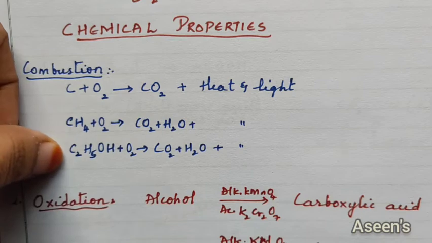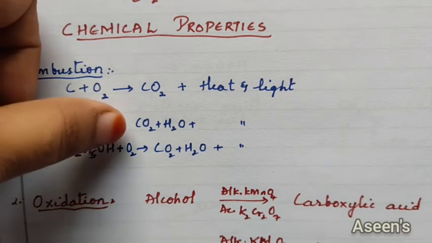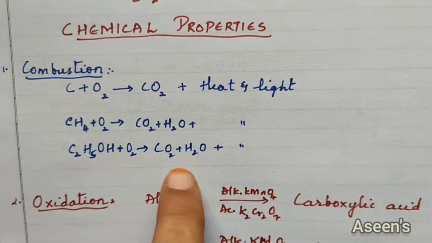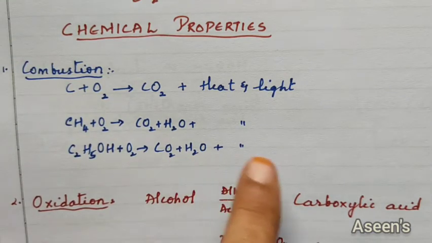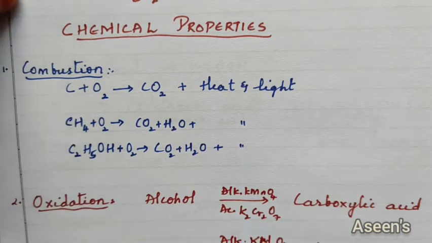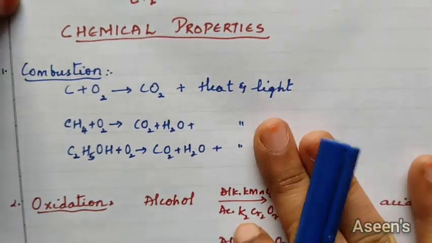Then comes alcohol, C2H5OH. This is ethanol. When you burn it in the presence of oxygen, once again you are going to get carbon dioxide, water and heat and light energy. So this is what we'll be harnessing.